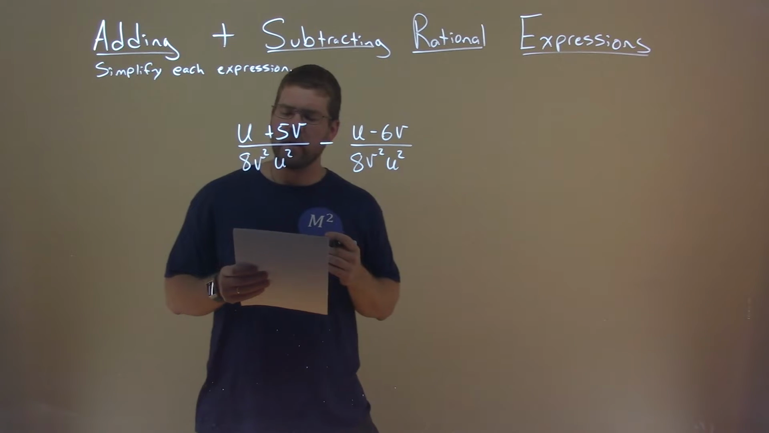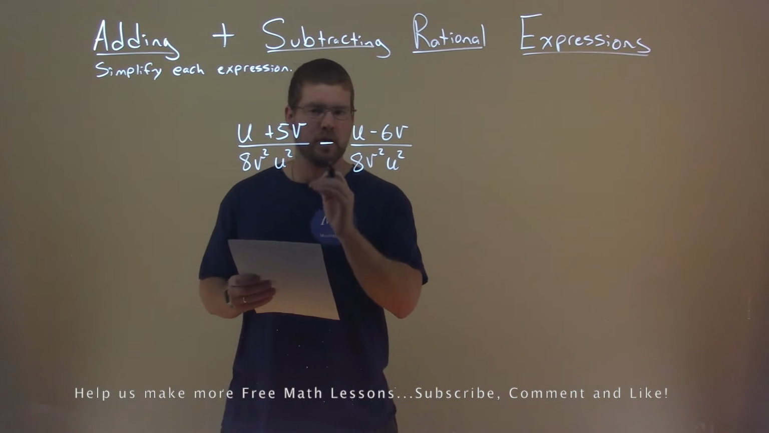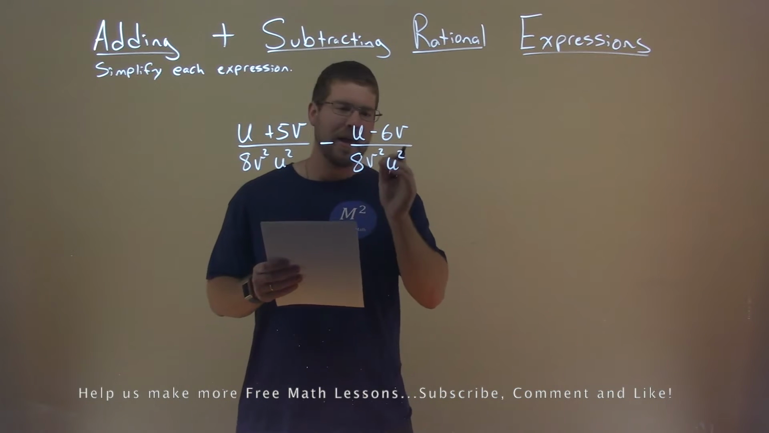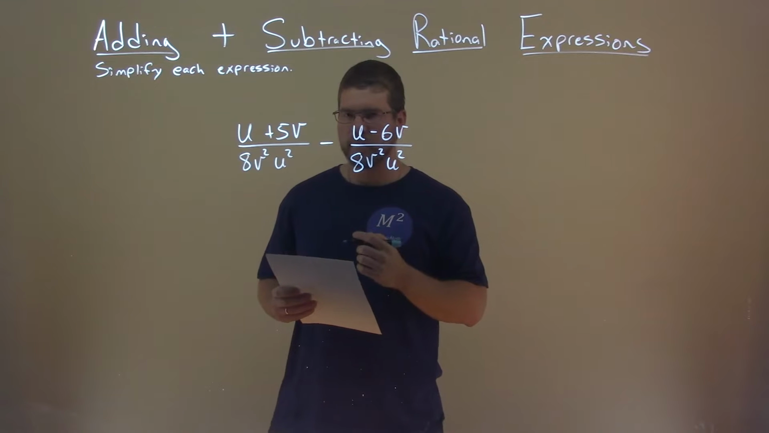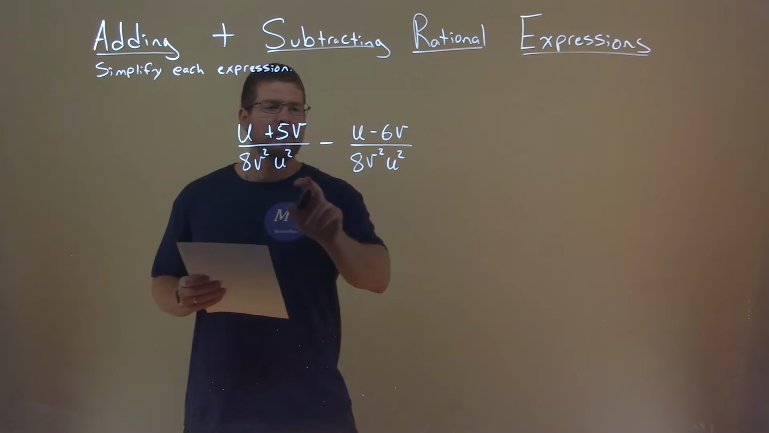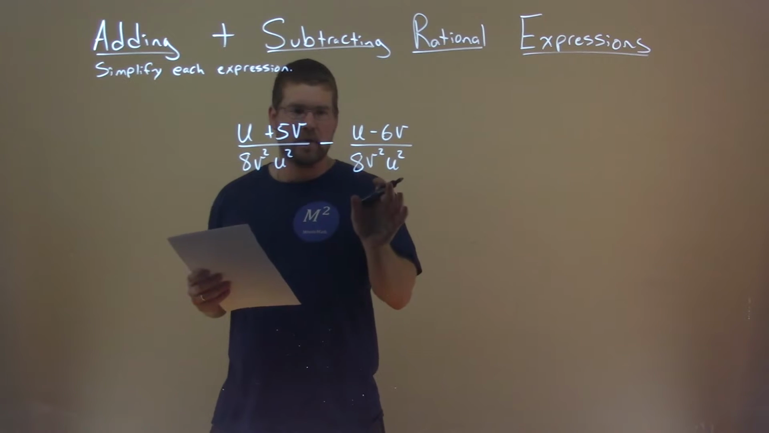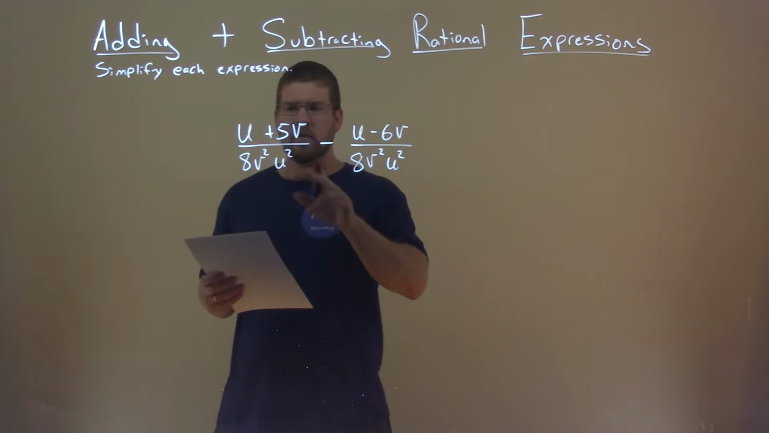We're given this problem right here, (u plus 5v) divided by 8v squared u squared minus (u minus 6v) divided by 8v squared u squared, and we need to simplify this expression. Well, both parts have the same denominator, right? So because of that, we can combine these fractions. Let's look at the numerator.